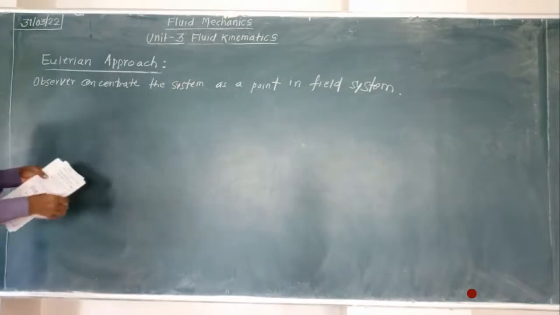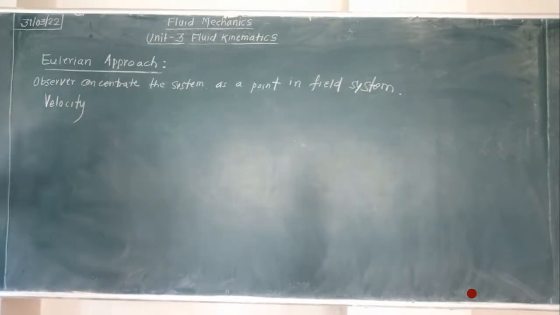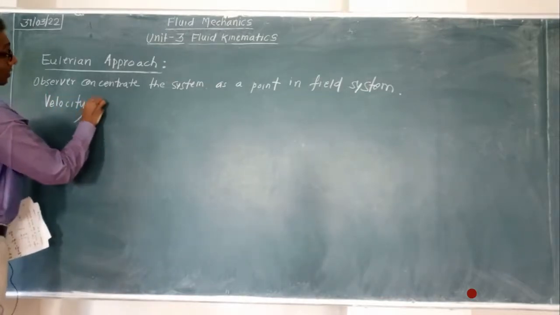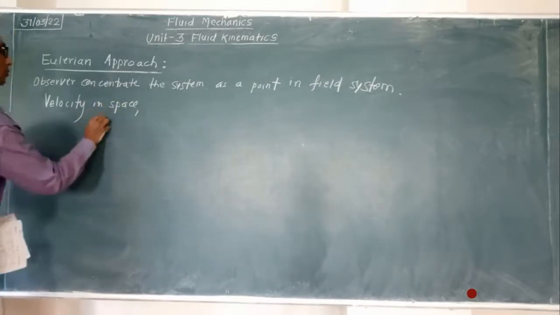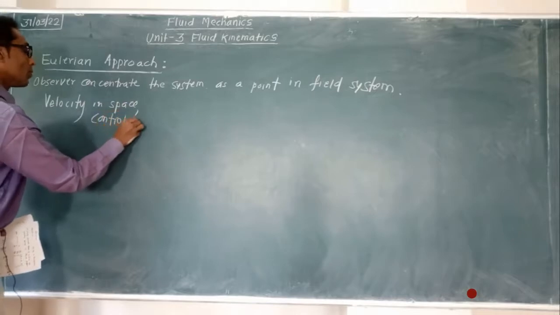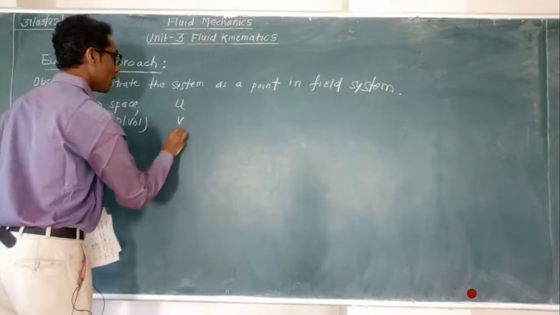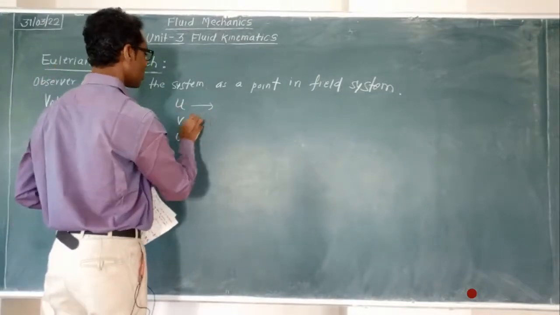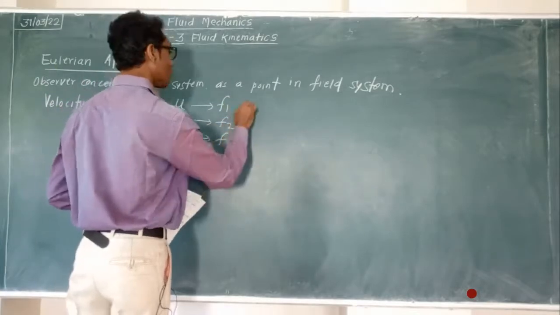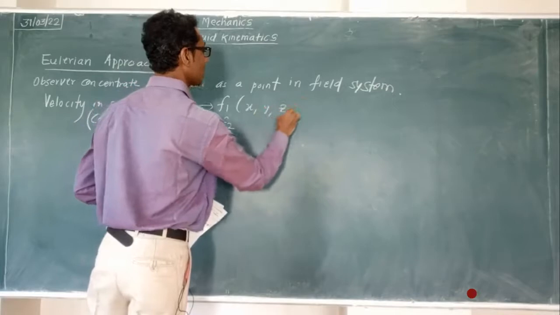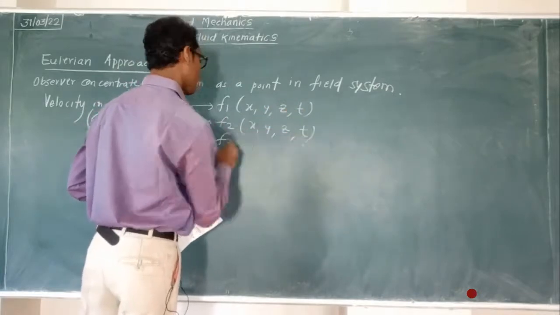So here the velocity in space or control volume is u, v, w, that is what? A function of space coordinates at any time.